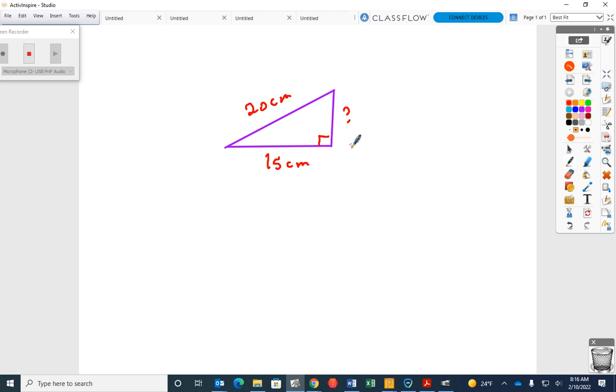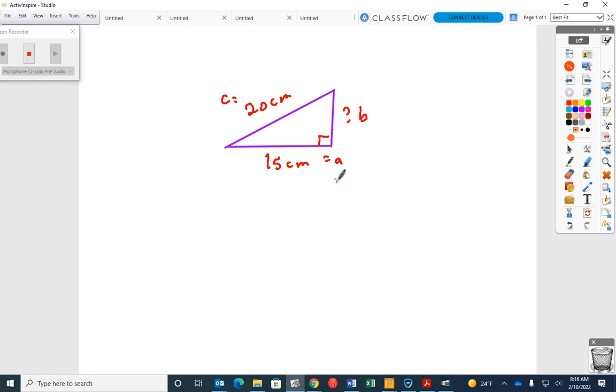Well, what's different about this one? We already have C, and we already have A or B, whichever one we choose. Which one do we want that to be? A. Does it matter? No. Okay, fine. We'll make this one A, and we'll make this one C. That means we're trying to find our B, right?